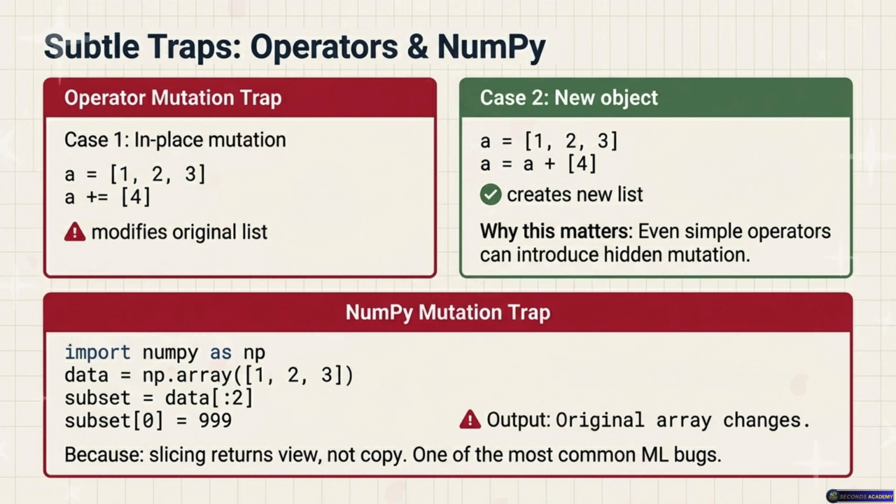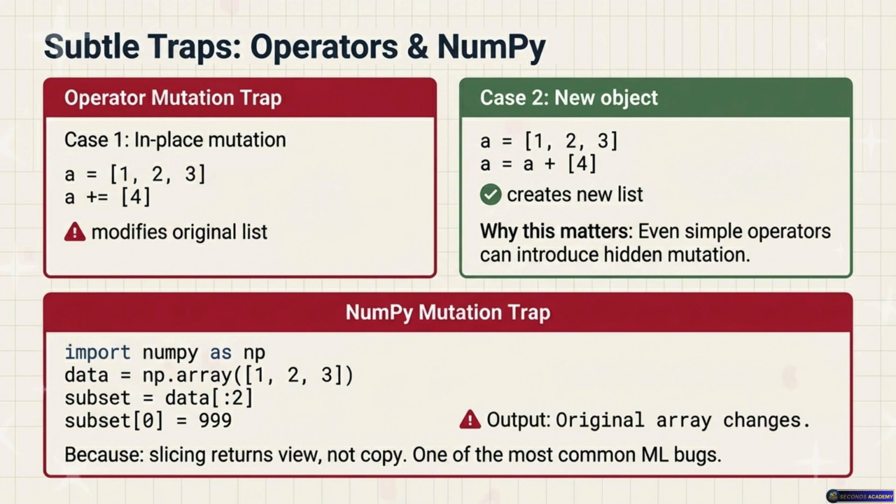Exactly. A NumPy array is really just a contiguous block of C memory. When you slice it, NumPy doesn't duplicate the data. It just creates a new metadata header that points to the exact same memory block. It just alters the strides, which are the instructions on how to step through that memory. So modifying the slice actually modifies the underlying C memory block. Yep, which modifies the original array. This is one of the most common ML bugs in existence.